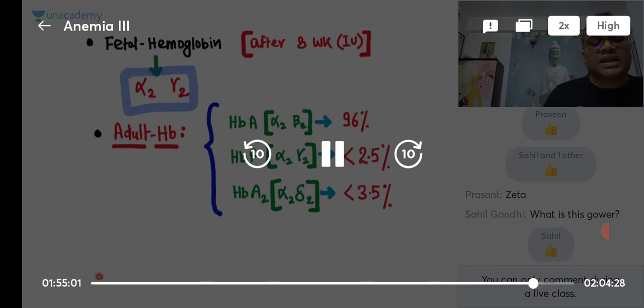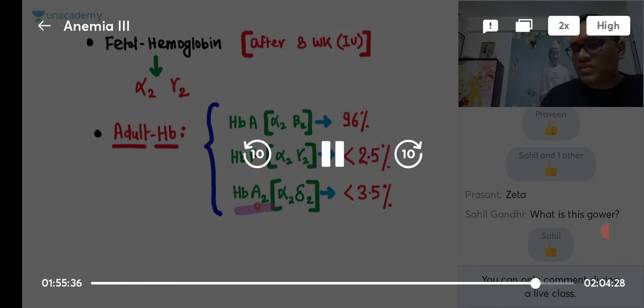Tomorrow when we will be discussing, at that time I will be telling you about adult hemoglobin, because that is very important. This adult hemoglobin level you have to remember. In any adult, what is the composition of adult hemoglobin? HbA is alpha 2 beta 2. Remember, adult hemoglobin is alpha 2 beta 2. How much? 96%. What is fetal hemoglobin? Alpha 2 gamma 2. Remember, alpha 2 gamma 2. So fetal hemoglobin is less than 2.5%.